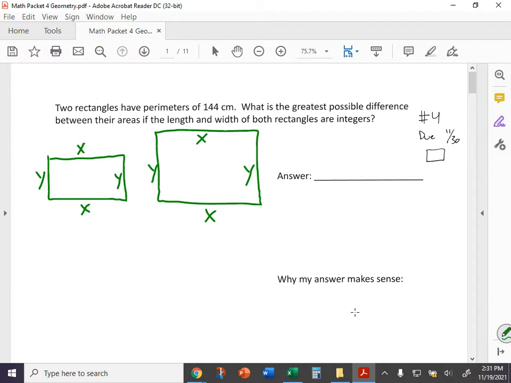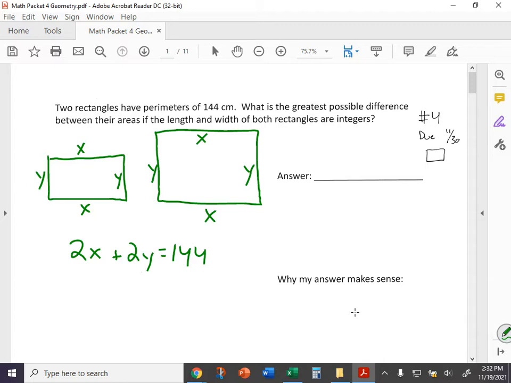But what I'm getting at here is that for each rectangle, 2x plus 2y has to equal 144, right? That's what perimeter is. It's the sum of all the sides. Each rectangle has 2 of a base and 2 of a height. And so 2x plus 2y equals 144. And I suppose using b and h for base and height would make more sense here, but whatever. And so for starters, you're going through and solving this equation.